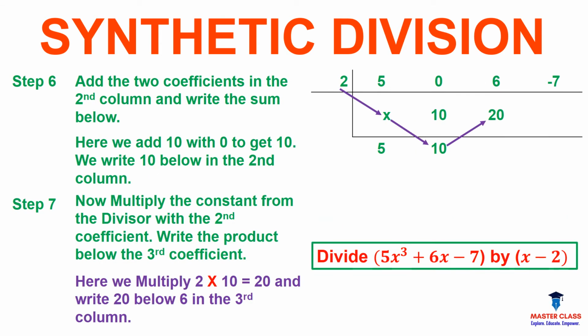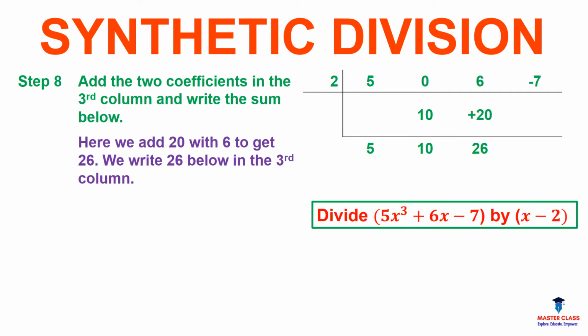Now multiply the constant which is written to the left of the vertical line with the second coefficient. Write the product below the third coefficient. Here we multiply 2 by 10 to get 20 and write 20 below 6 in the third column. Add the two coefficients in the third column and write the sum below the second horizontal line. Here we add 20 with 6 to get 26. We write 26 below the second horizontal line in the third column.